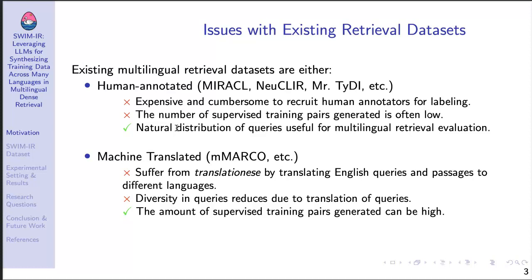and this is often useful for multilingual retrieval evaluation. On the other hand, if you have machine translated datasets, you suffer from translation errors because you're translating the English queries to different languages. This also reduces the diversity in queries. But an advantage of machine translated datasets is that the amount of training pairs can often be high.